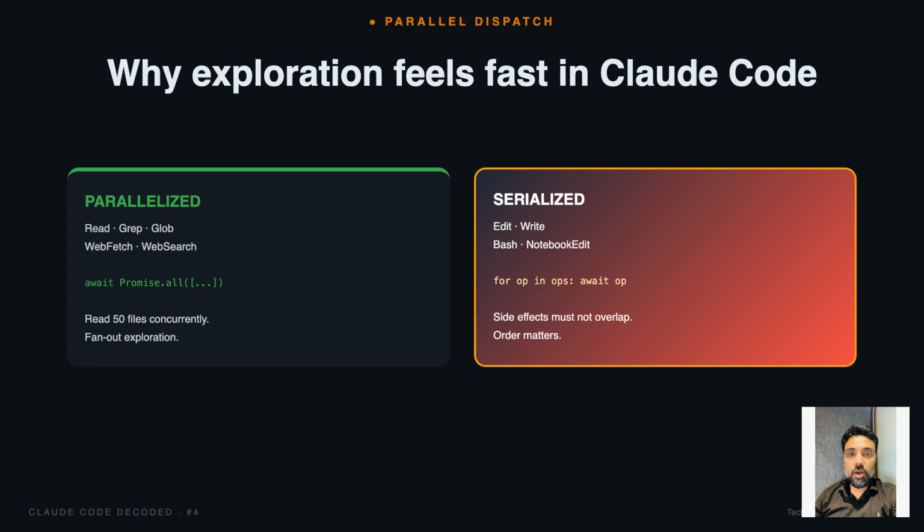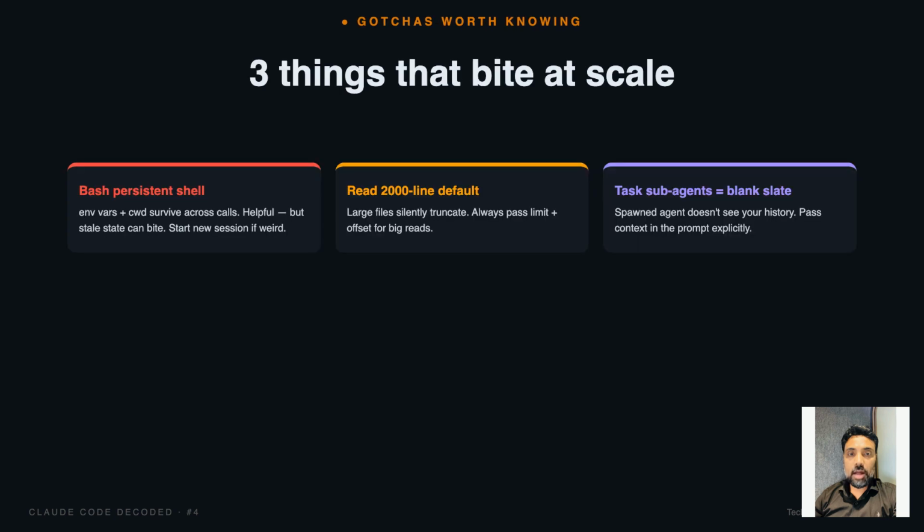NotebookEdit, this is the Jupyter editor, accepts a notebook path, a cell number, and new cell contents. Permission tier side effecting. Only relevant if you work with notebooks, but if you do, this is the only safe way to modify them because manual editing breaks notebook structure.